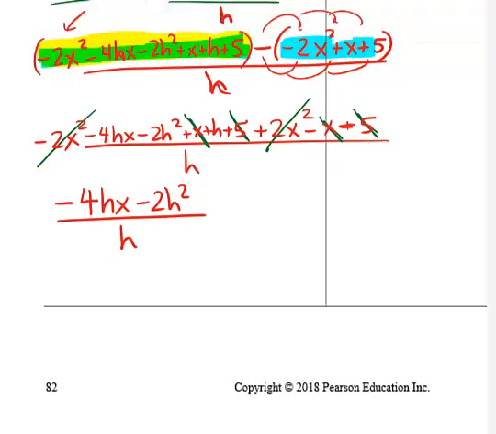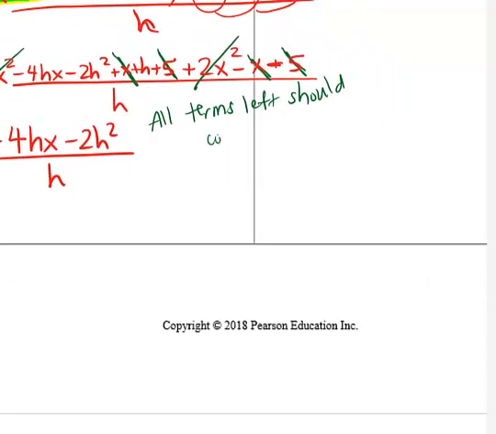Okay, now I should be able to... At this point, I guess that's the idea. All terms left should contain h. This is just a hint that should help you in your problems when you get to them. So now what you're going to do is factor h out of the numerator and cancel it with the denominator.